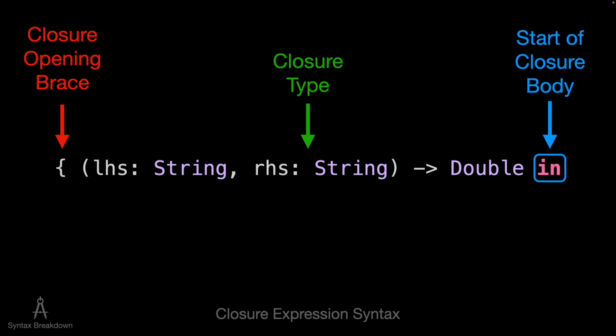Then after that, we use this in keyword. It's weird, it's different, it's unique, it makes Swift quirky. I'm not entirely sure. I think it's because the bracket has already happened, and so we don't have another way to say, okay, cool, the definition's done, now time to start actually using the code. But basically the in indicates the end of our closure definition and the start of our closure's body, the code that's actually going to execute within the closure.